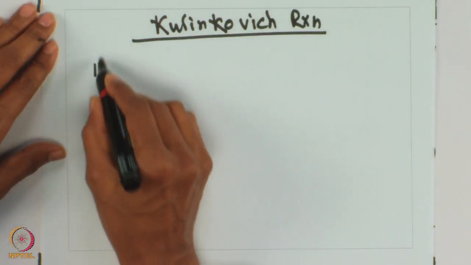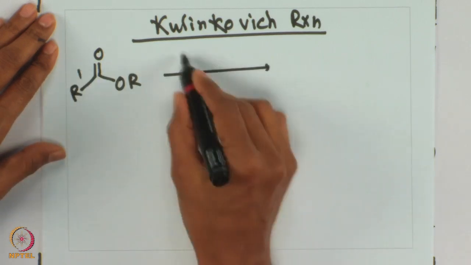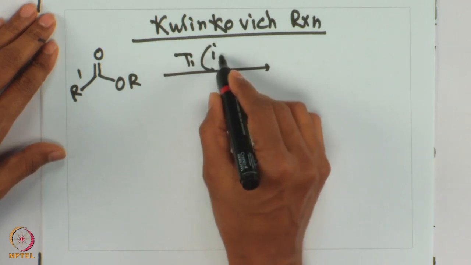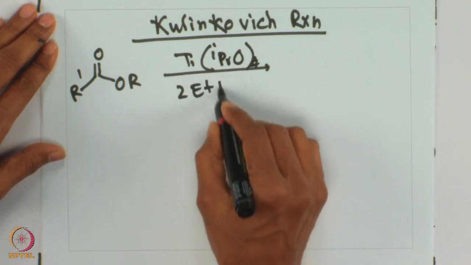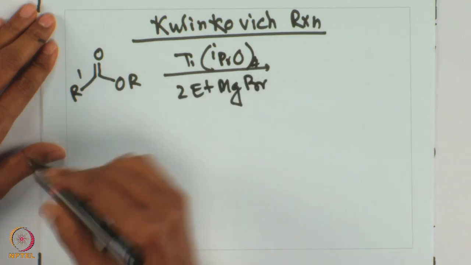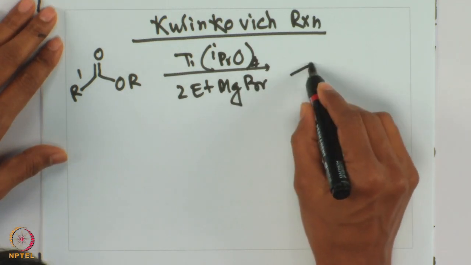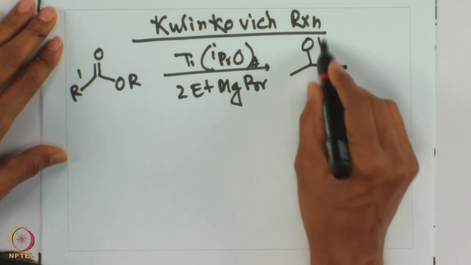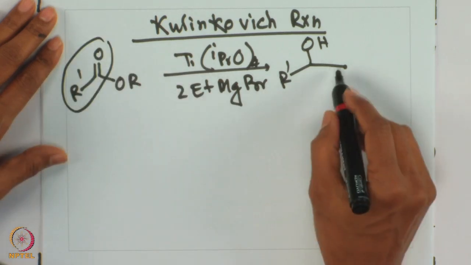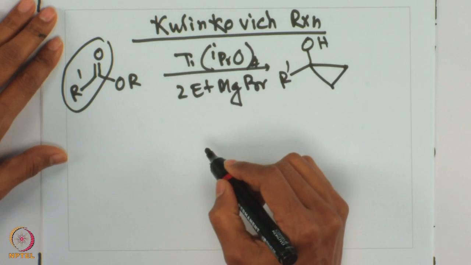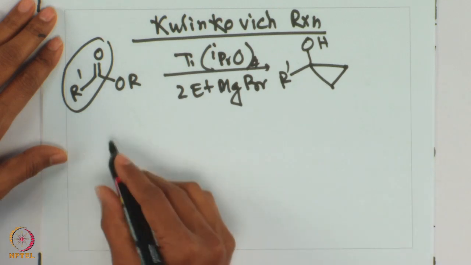Okay, as I mentioned, it is a reaction of an ester and titanium tetraisopropoxide with 2 equivalents of ethyl magnesium bromide that will give rise to the cyclopropane ring. A titanosin intermediate will be formed, and overall you will get the cyclopropanol, where this part is reacting with the titanosin reagent to give the cyclopropanol. A variety of different versions are known, both stoichiometric and catalytic.